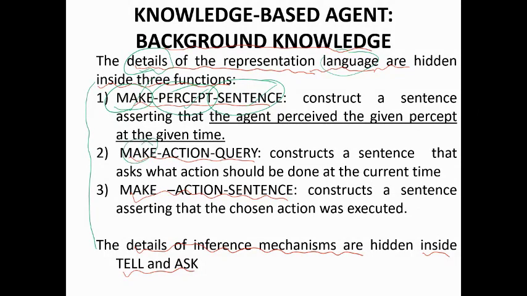The second is make action query, and the third one is make action sentence. In the first one, make percept sentence, it constructs a sentence asserting that the agent perceived the given percept at the given time.